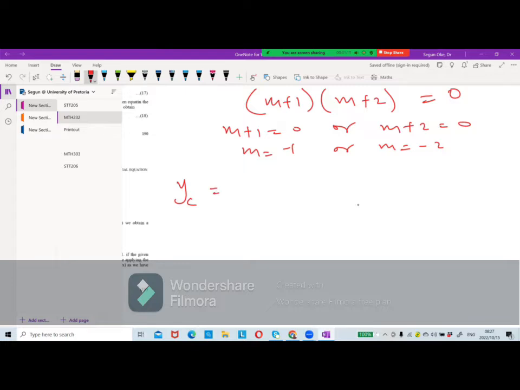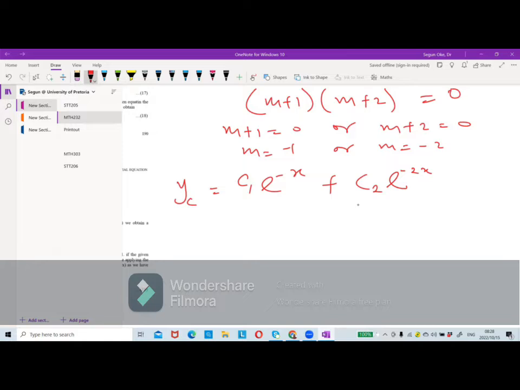Anybody? Can you write it up? Tell me offhand and I'll put it down. It's there, you can see. C1 is what? Exponential what now? Exponential minus x, because you have m1 to be minus 1. That is, one of the m is minus 1, the second m is minus 2. Then the second one will be C2 what? Exponential minus 2x. That's all. That's what they asked you to do.